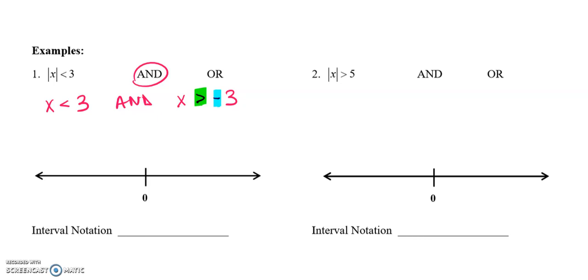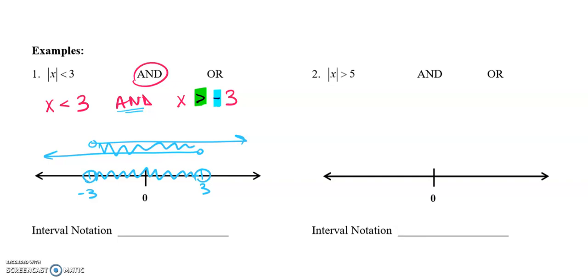Now when we graph this, here's our -3. I want values that are greater than -3. Here's my +3. I want values that are less than 3. So with an "and", remember we want the overlap. So we want the chunk in between 3 and -3, open circles on both because we're not equal to. And then for interval notation, it'll be parentheses, -3 to 3, parentheses, because we are open and not equal to.